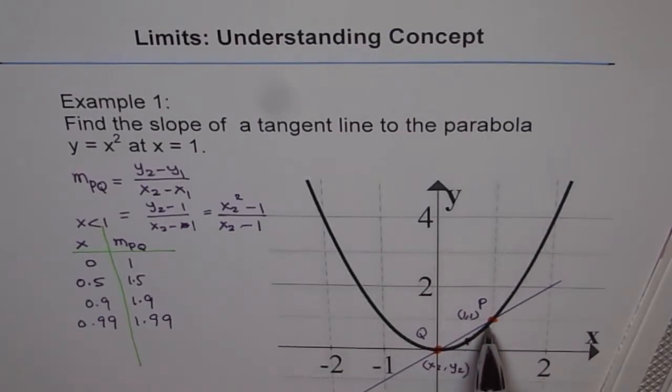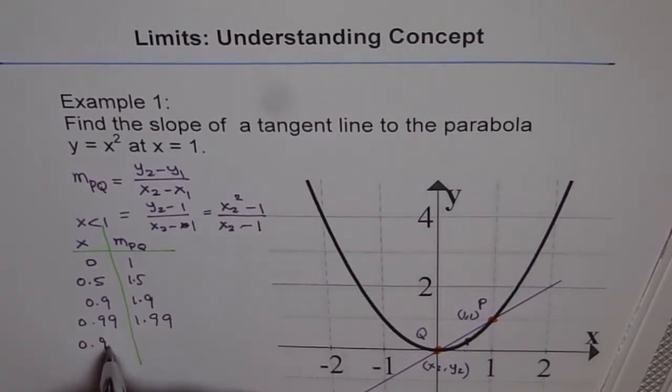We can go even closer. So the beauty of algebra is that with numbers, you can go very, very close to 1 and let it be 0.99, giving 3-digit accuracy, right? So when you do that, then you get the answer as 1.999. So that is the slope.